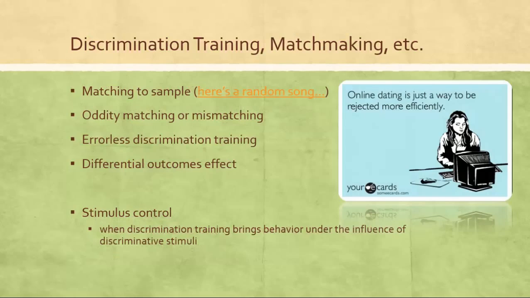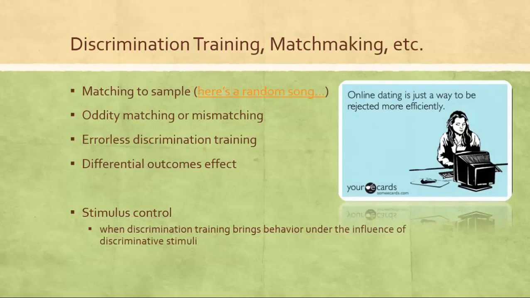In contrast, oddity matching, or mismatching, reinforces the bird for picking the disc option that does not match the sample disc. In errorless discrimination training, the wrong stimulus is presented in very weak form and for short periods, while the right stimulus is presented in full strength for a long time. This method avoids the negative emotions that often accompany mistakes or errors.